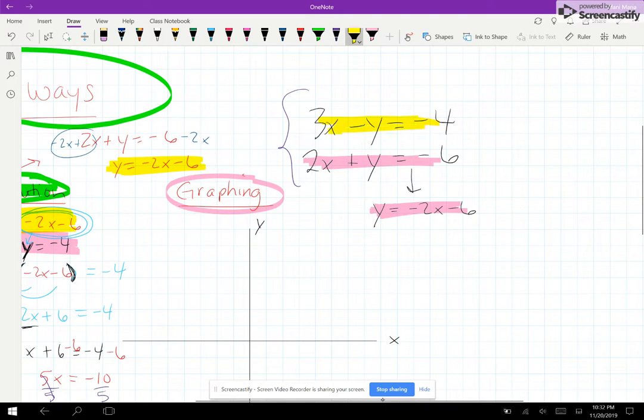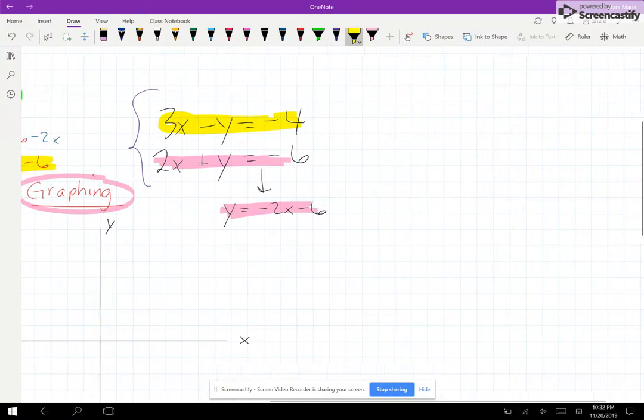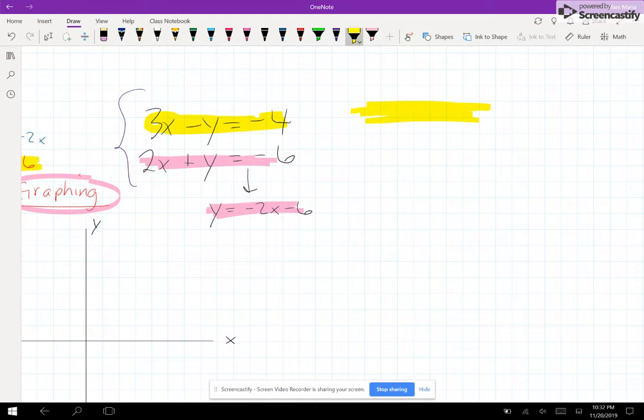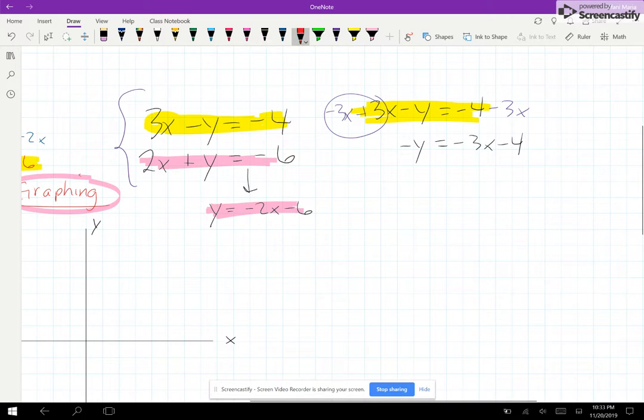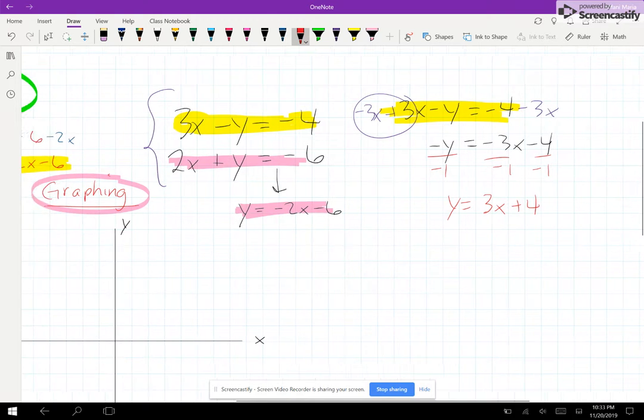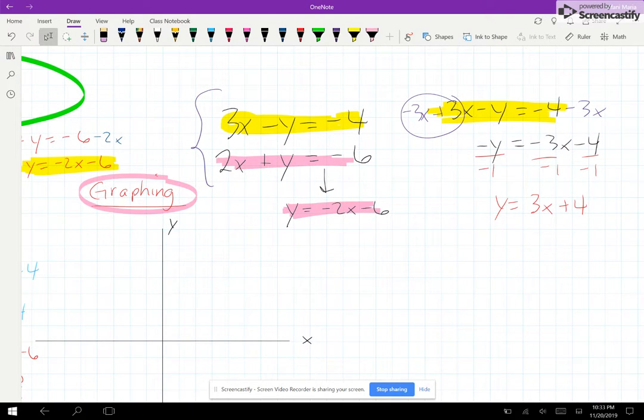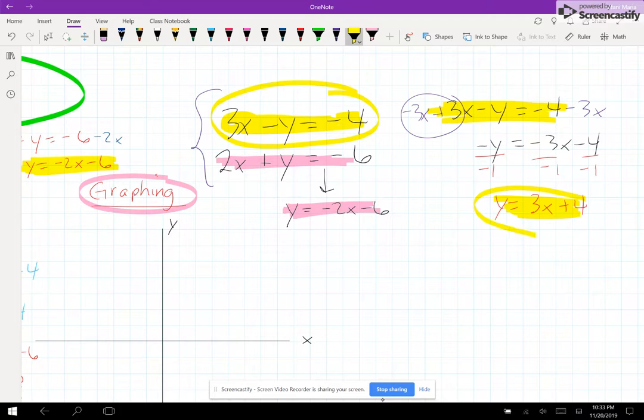So I'm going to take this one in yellow, and I'm just going to rewrite that one as well in slope-intercept form. I can do that by subtracting 3x from this side and subtracting 3x from this side. And I get left -y equals -3x minus 4. And then I'm going to divide every single term by -1 to get rid of that negative. And so I get y equals 3x plus 4. Okay, so that equation is now written in slope-intercept form. So it was originally this one, but when I rewrote it, I get this one.